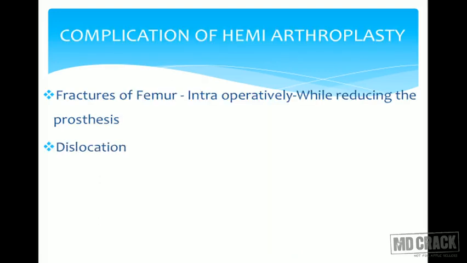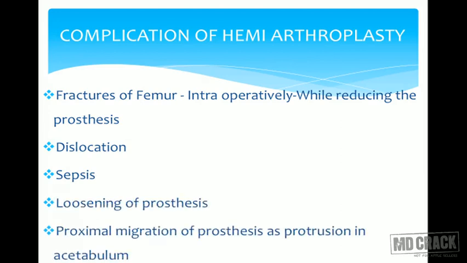There are complications of arthroplasty and hemiarthroplasty as well. You must take care of them while doing the surgeries, intraoperative as well as postoperative. There could be fractures of the femur: when you are reducing the fracture or placing the prosthesis, there can be concomitant fractures of the femur extension. There could be complete dislocation of the head. Thirdly, there could be sepsis, that is infection.